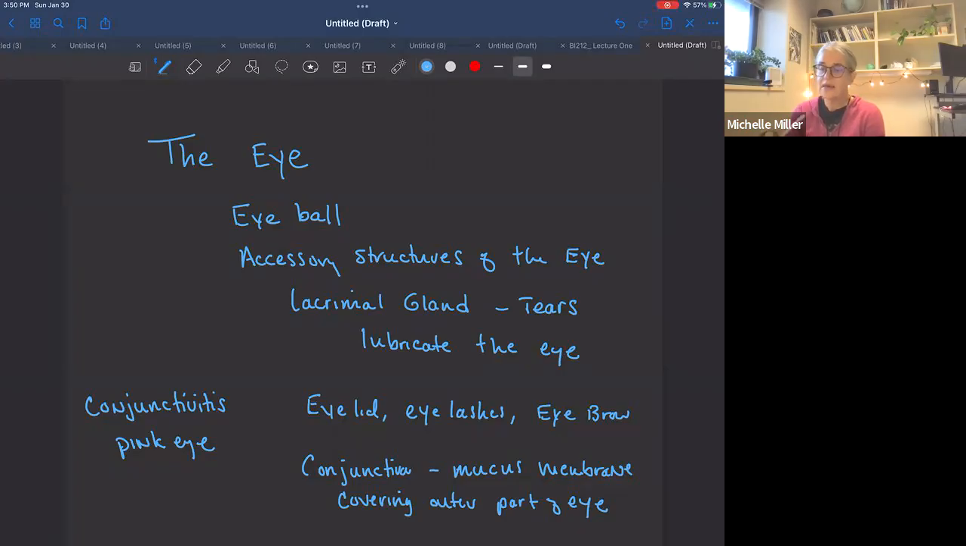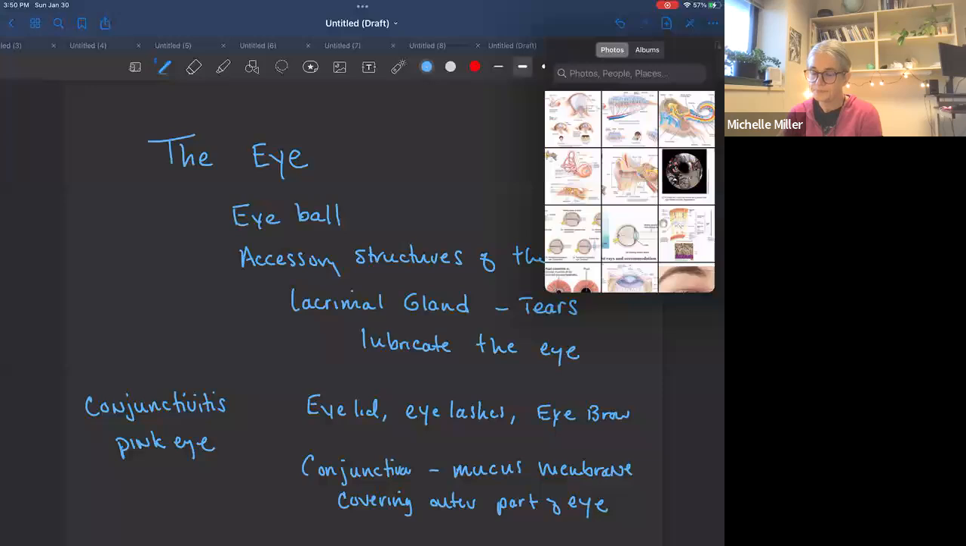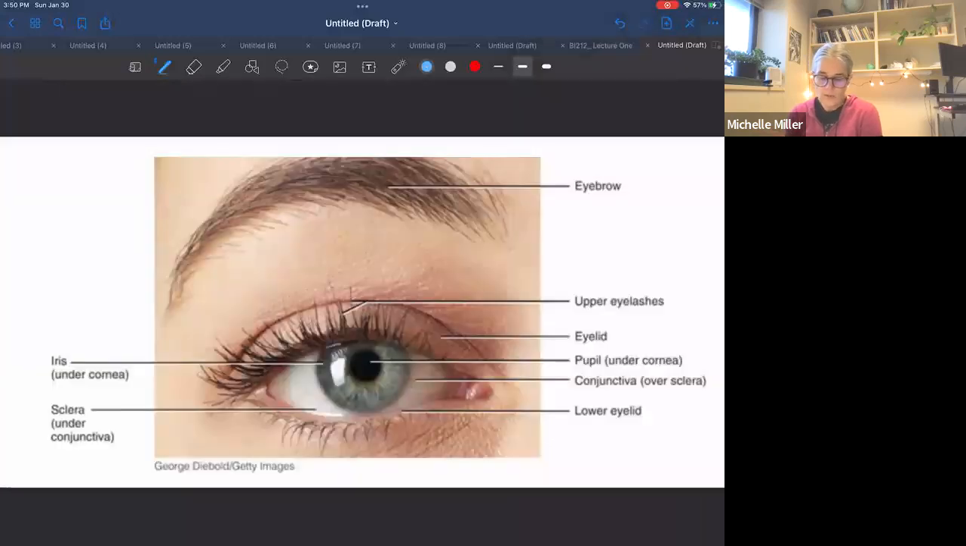So let's look at the image of the conjunctiva. This is where the cornea is, right here. And so this would be where we have the conjunctiva. So this is over the white part of the eye, over the sclera. And that mucous membrane also lines underneath your eyelid.